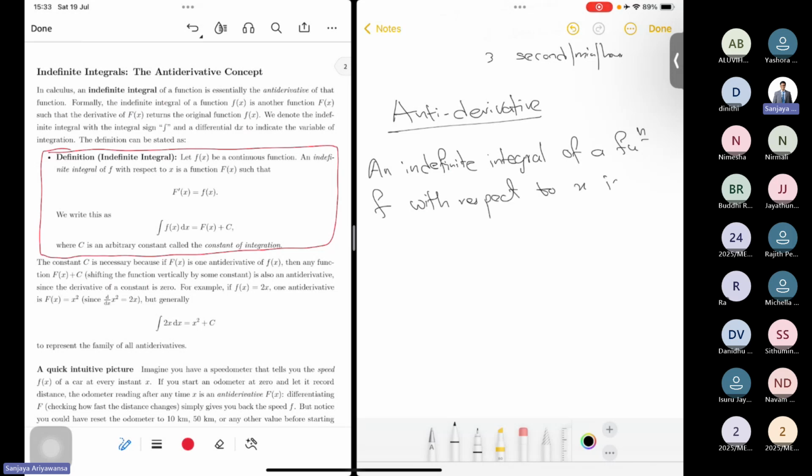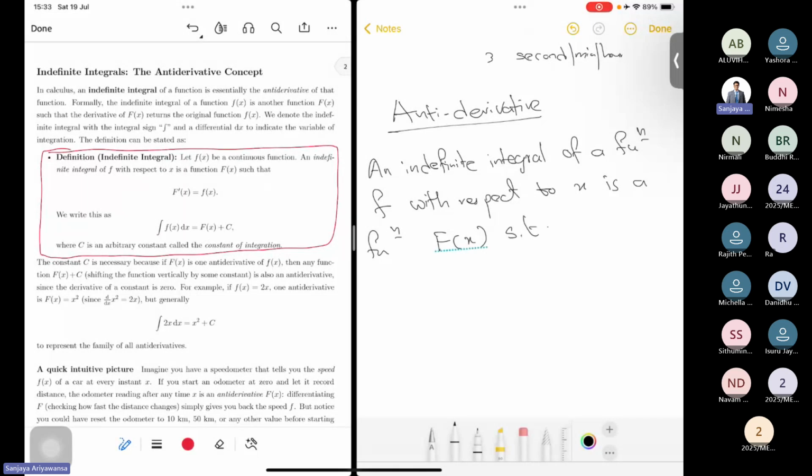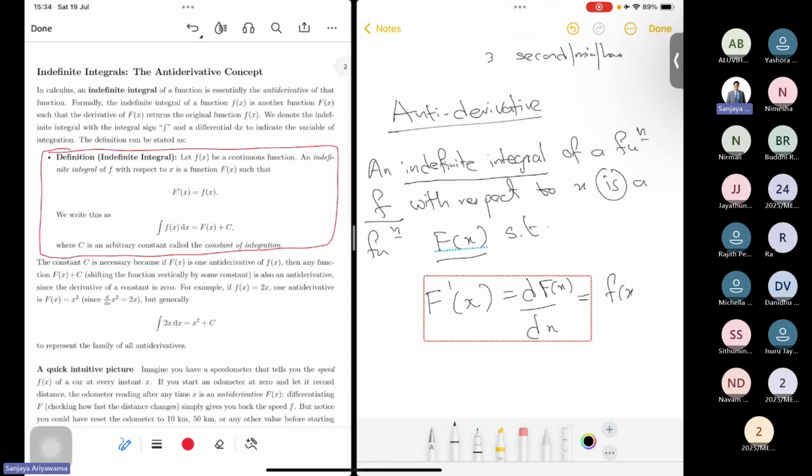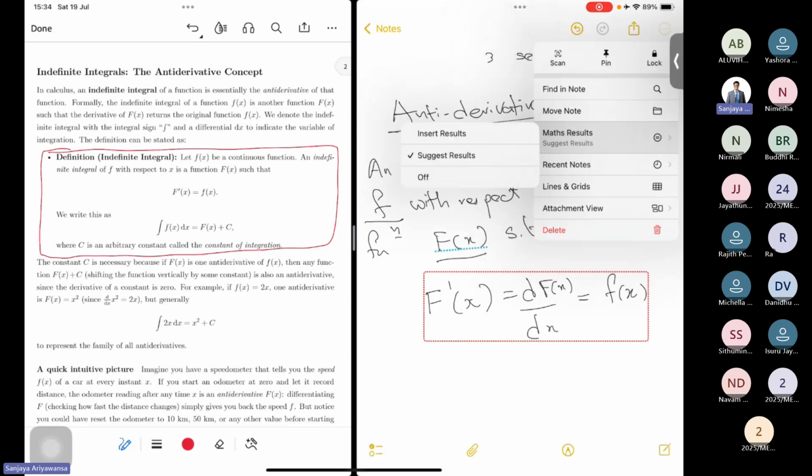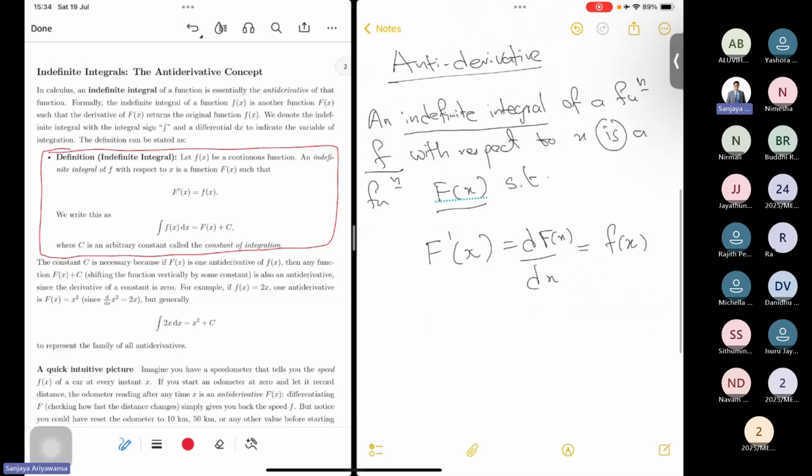x is a function capital F of x such that when you differentiate this capital F of x, you get f of x. In other words, when you differentiate your capital F of x, you should get your simple f of x, right?